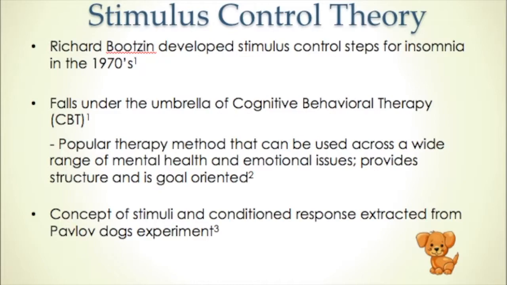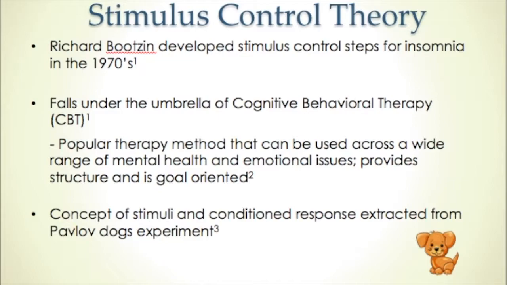Stimulus control was first developed by Richard Bootzin in the 1970s, and he extracted the concept from Pavlov's dog experiment. I think a lot of us have heard of that experiment, where the dogs were conditioned to salivate when they heard the ring of a bell, and the association was between getting food and the bell ringing. So even when the bell would ring and they wouldn't get food, they would salivate. So Bootzin took that idea and developed stimulus control theory and turned it into a treatment for insomnia.